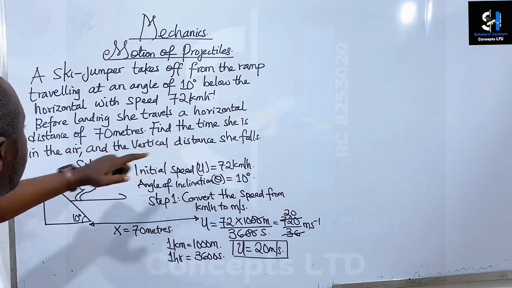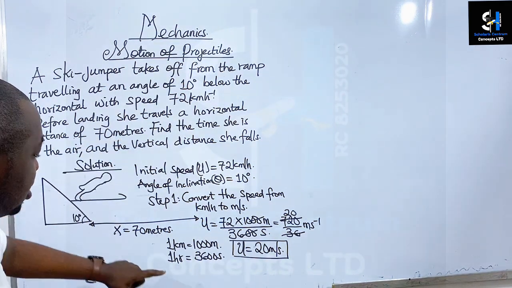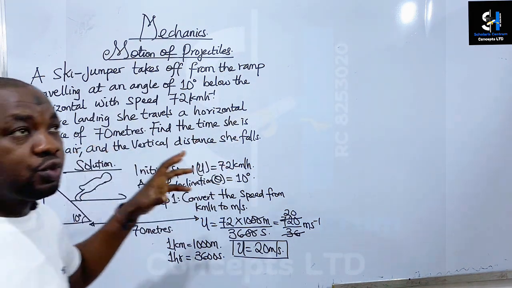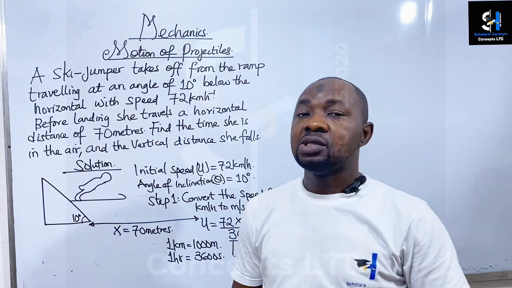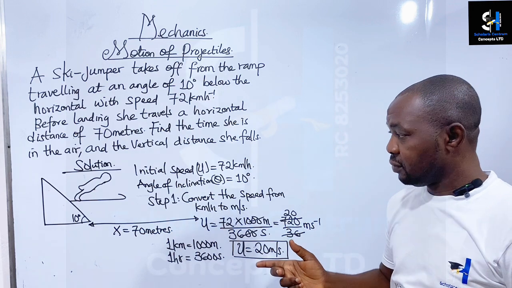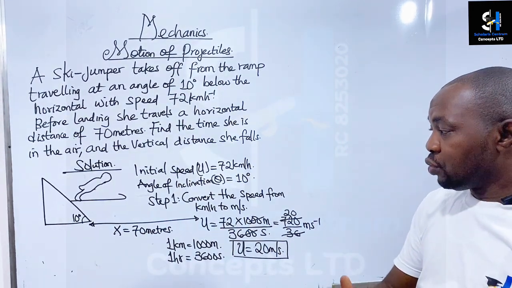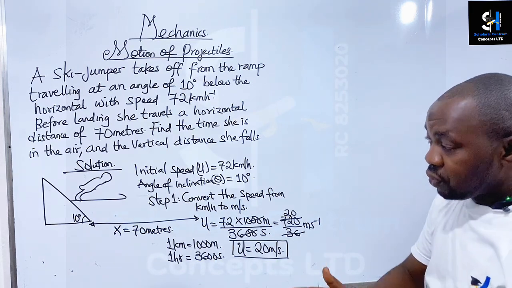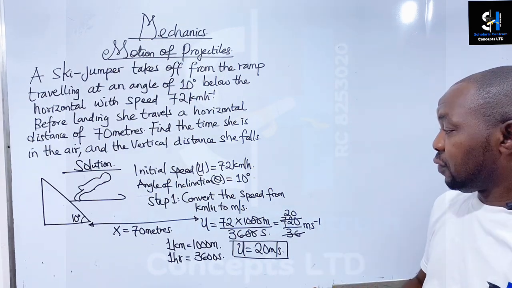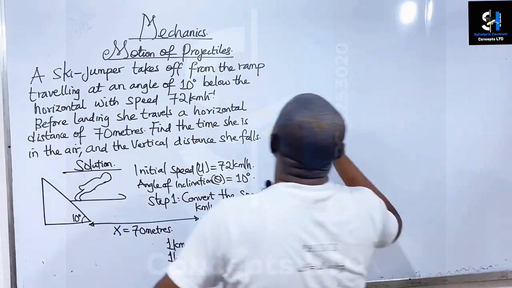Before landing, she travels a horizontal distance of 70 meters. The next thing we are going to do, because we want to calculate the time she's in the air, is to first find the horizontal component of velocity. For horizontal distance, we're going to use the equation connecting horizontal distance and horizontal velocity. So we need to find the horizontal component of velocity since the ski jumper covers this distance.